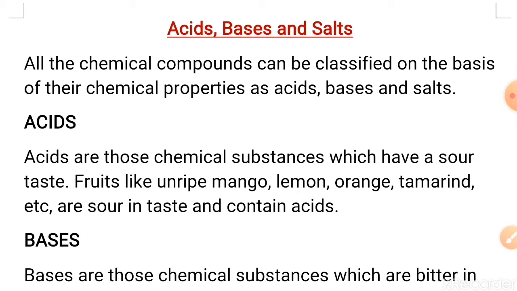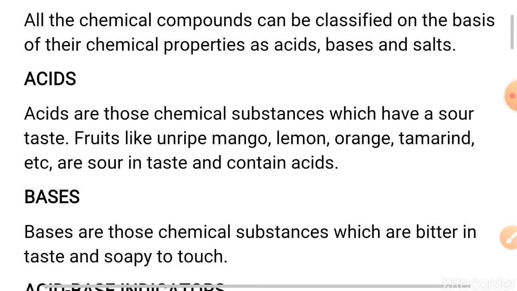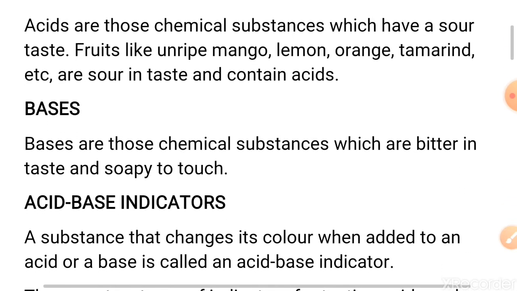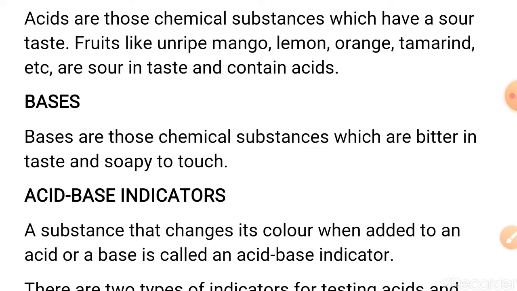Firstly, acids are those chemical substances which have a sour taste. Fruits like unripe mango, lemon, orange, tamarind, they are sour in taste and contain acid. Similarly, we know that bases are those chemical substances which are bitter in taste and soapy to touch.